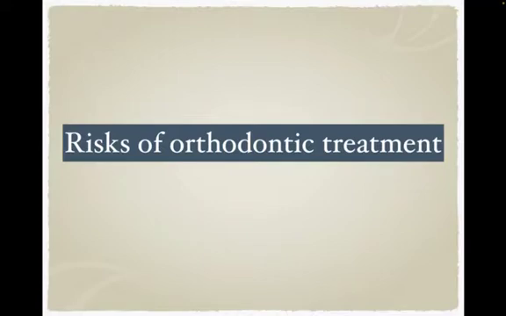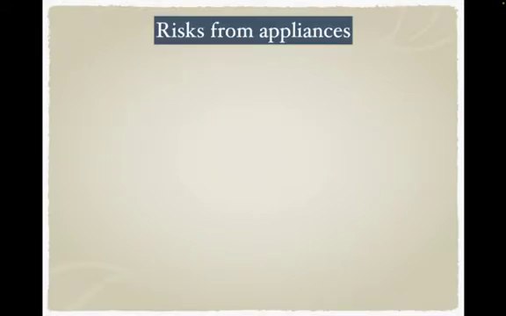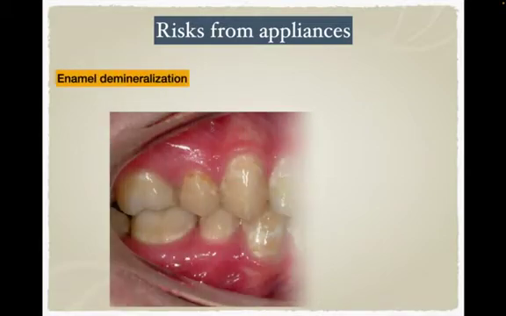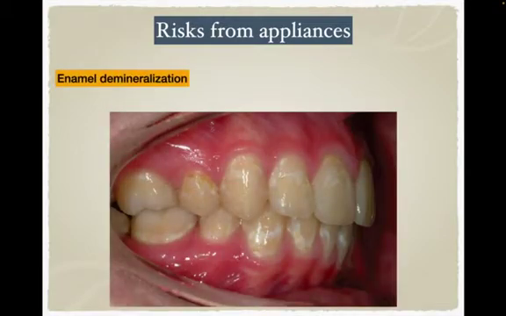So now we are done with the benefits of orthodontic treatment. What about the risks of orthodontic treatment? First, the risks from the appliance itself. So you can see here, we can have enamel demineralization. As you can see, we have white spot lesions, as we can see in this photograph. White spot lesions like this one can result in spots on the teeth. We call this enamel demineralization.